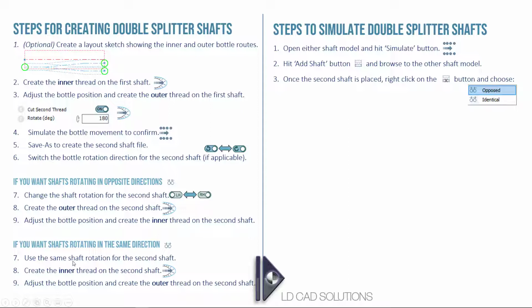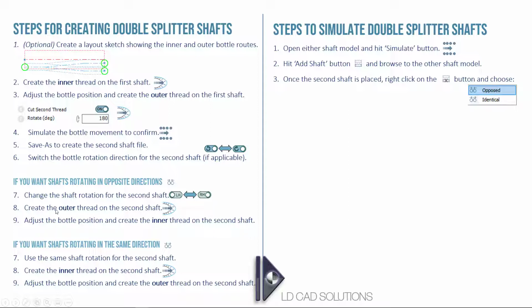And now we're down into step 7, 8, 9, and we've got two options. Do we want the shafts rotating in opposite directions, or do we want the shafts rotating in the same direction? Well, we'll go for opposite directions here. I think that's possibly more common. So we'll change the shaft rotation for the second shaft, which we've done already. And then we need to create the outer thread on the second shaft.